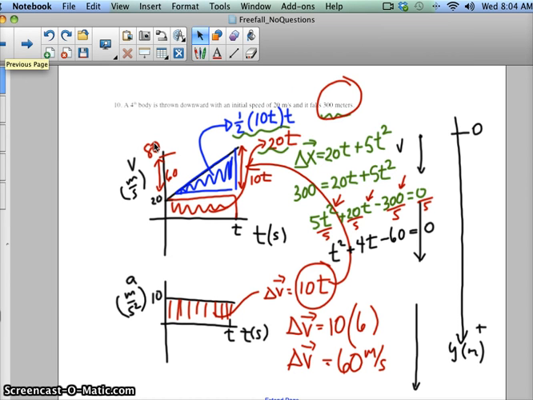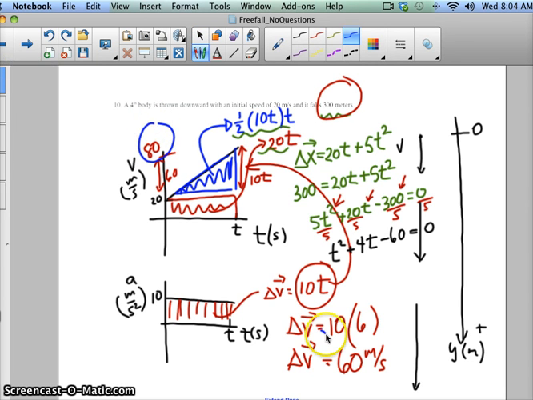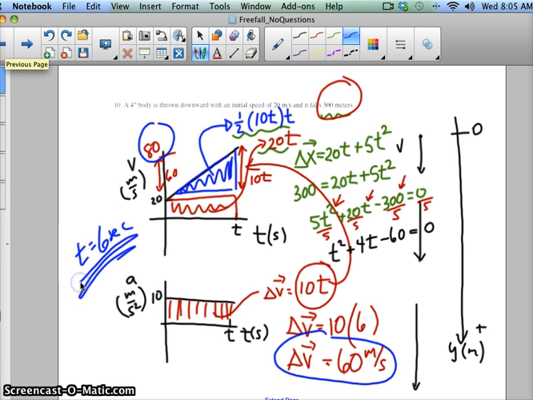So that was a pretty interesting problem, and I hope that helps. Again, I found the final velocity after falling 300 meters. I found the change in velocity while it's falling, and I found the time it takes to fall 300 meters, which turned out to be 6 seconds.